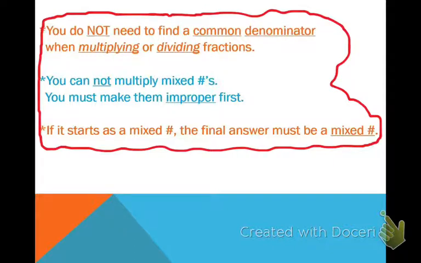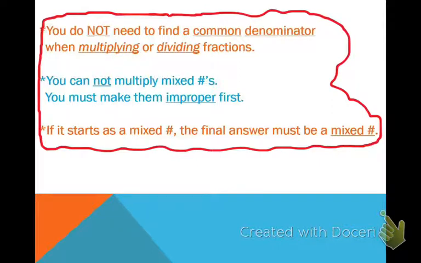The next one, read me what it says in blue. Go ahead. Just remember, any time that you have a mixed number, you're not allowed to multiply it. Instead, you must do what? We have to turn them into an improper fraction first, okay? And then at the end, it says, if it starts as a mixed number, the final answer must be a mixed number, not an improper fraction, okay? Does anyone need more time on this slide?